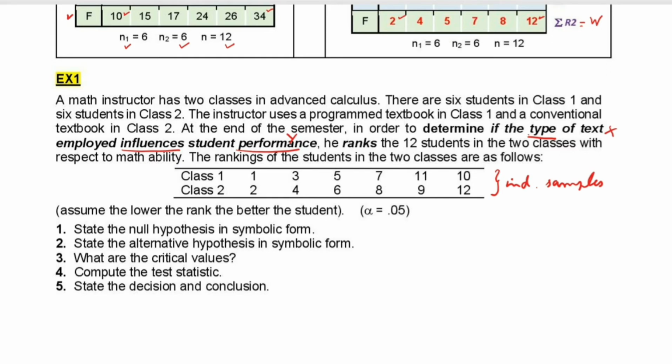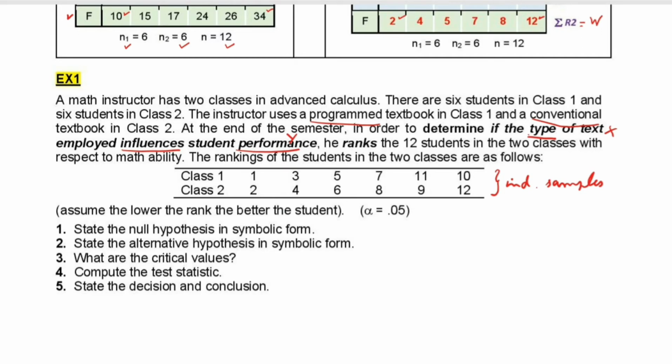relationship. So type of text, 2 types, programmed, conventional. So 2 types. For each student, they recorded 2 variables. The first one is type of text, or you can say class label, 1 or 2. The first variable, nominal level, 2 values.